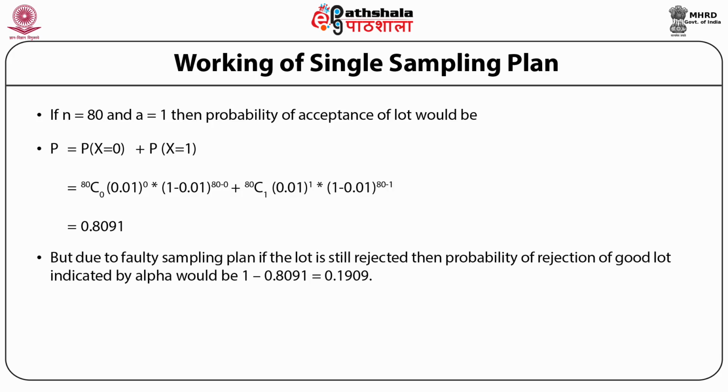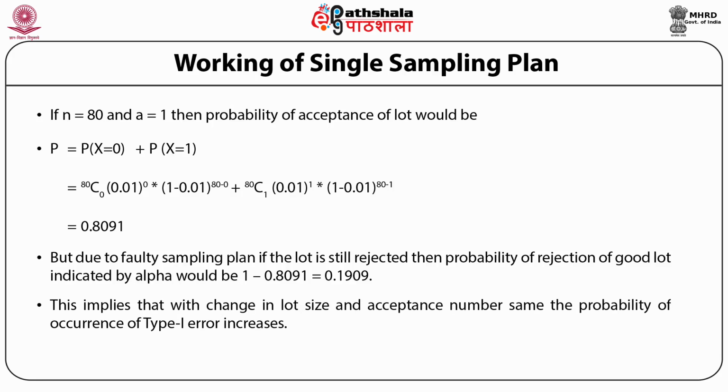But due to faulty sampling plan, if the lot is still rejected, then probability of rejection of good lot indicated by alpha would be 1 minus 0.8091 equal to 0.1909. This implies that with change in lot size and acceptance number, the probability of occurrence of type 1 error increases. The producer is at risk of rejecting its good lot from consumer with increase in batch size.